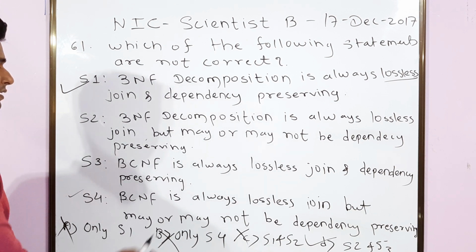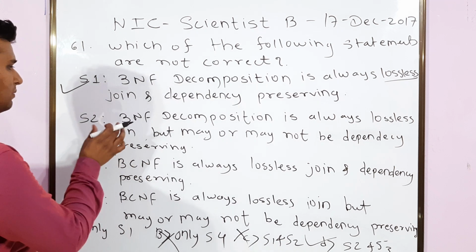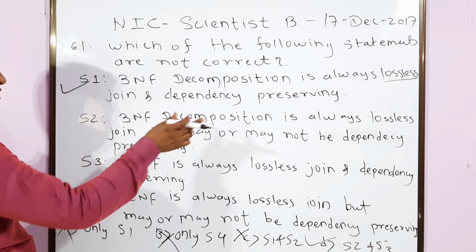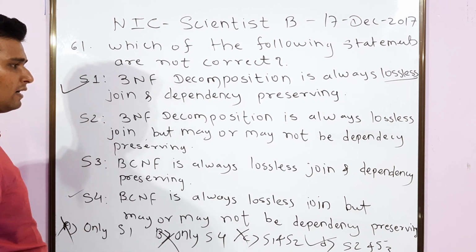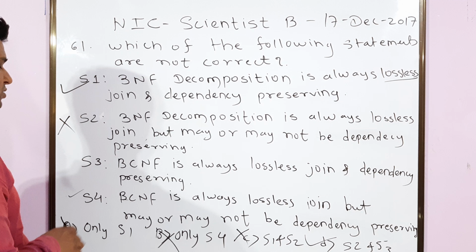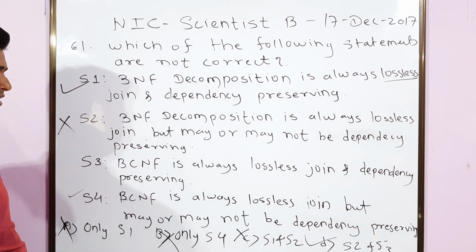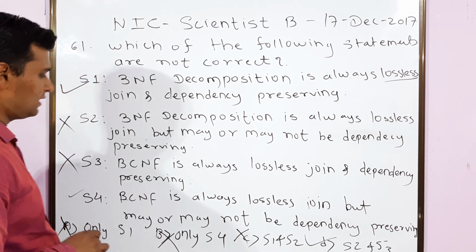Okay, that is a shortcut way you can directly solve the problem, but again we will look at the S2 statement. 3NF decomposition is always lossless join but may or may not be dependency preserving, and that is false, a wrong option, that is not correct. Okay, incorrect option. And S3 is BCNF is always lossless join and dependency preserving, that is the opposite of S2, so again that is a wrong option.